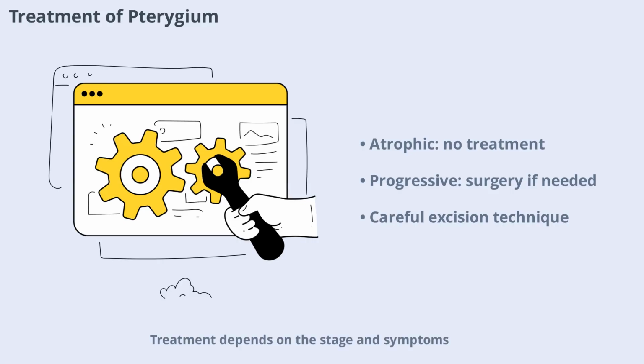Treatment depends on the stage and symptoms. Atrophic pterygium usually requires no intervention. Progressive pterygium, especially if it impairs vision, causes astigmatism, restricts movement, or is cosmetically concerning, may need surgical excision. The procedure involves carefully separating the head from the cornea and excising 3 to 4 millimeters of the growth, followed by suturing the cut ends. Care must be taken to avoid deep excision, which could injure the medial rectus muscle.